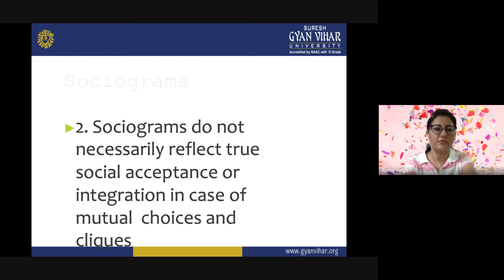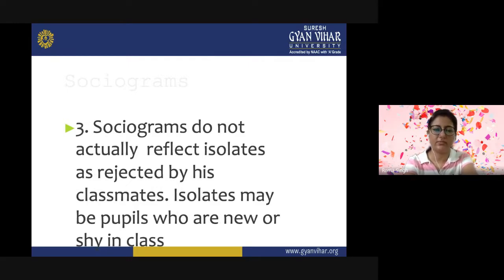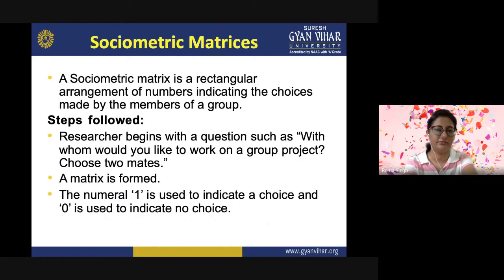So sociograms do not necessarily reflect true social acceptance or integration in case of mutual choices and cliques, as we have discussed that groups will change their preferences every year or within a few months. Sociograms do not actually reflect isolates as rejected by their classmates. Isolates may be pupils who are new or shy in class. So there may be a reason behind the isolation.